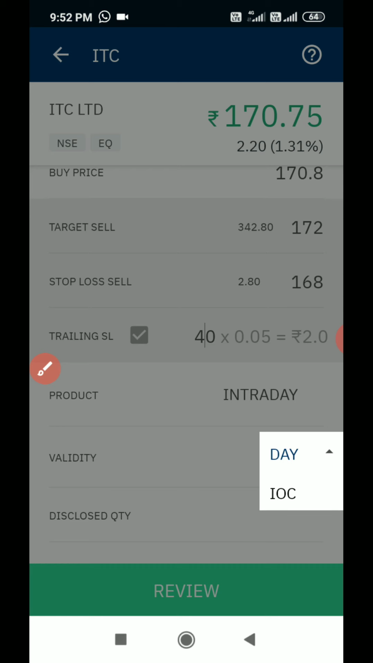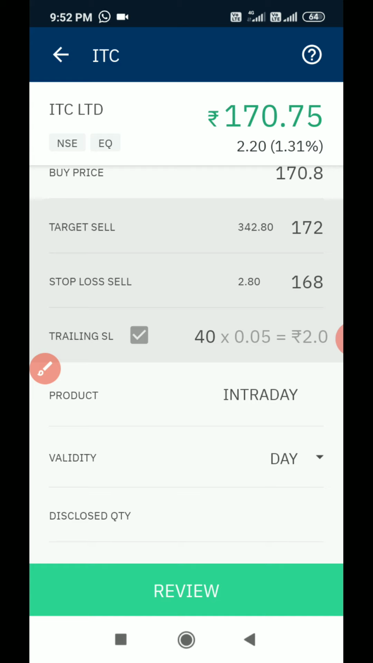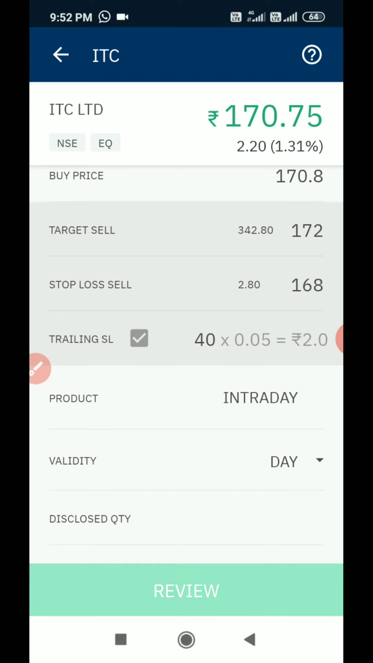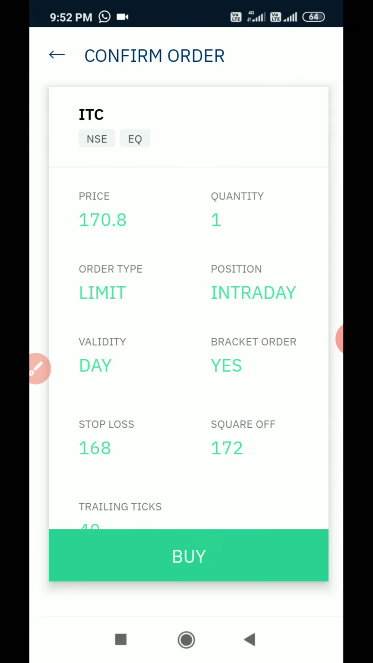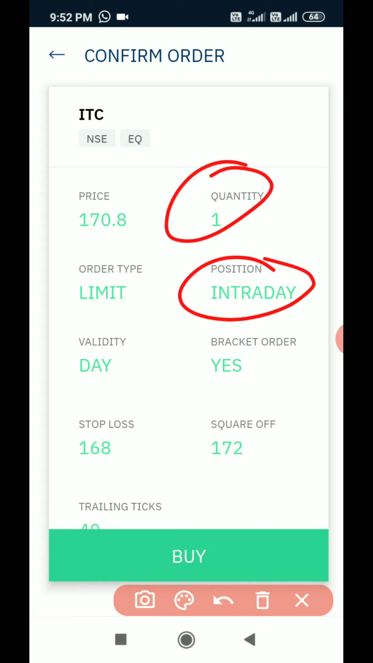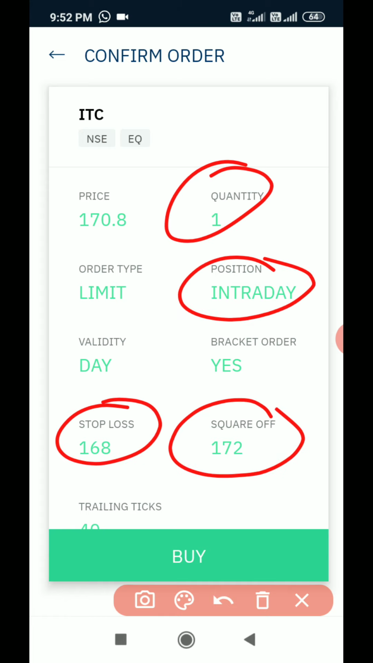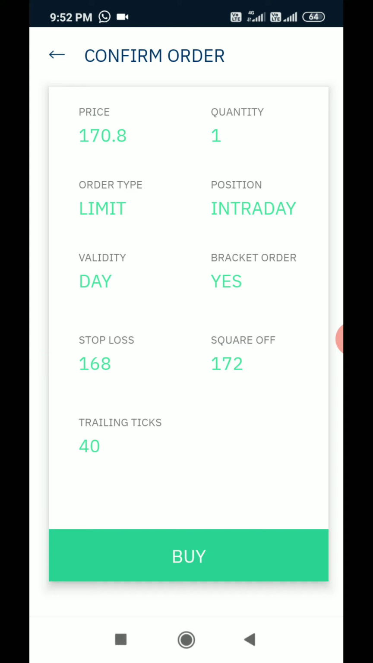Here you can select day or IOC. Day means valid for a full day. IOC means immediate or cancel, which means when we place the order, if it is not executed immediately, it will be cancelled. You can see the review. Here you can see the quantity type is intraday, stop loss price, and square off price. Square off price means our target price, and the trailing ticket price for us is 40. If you press buy, this order will be executed if it is market hours. Now it is not market hours, so I can't show you that.